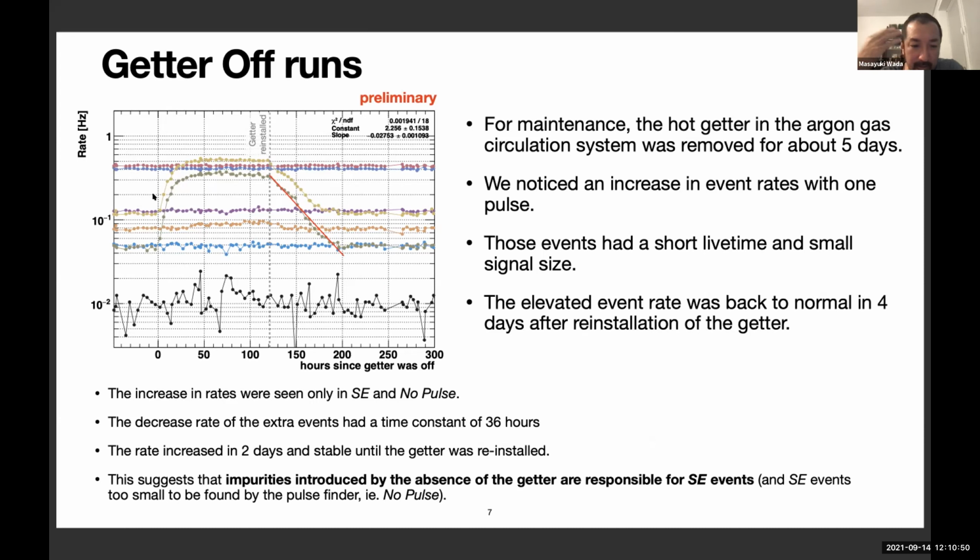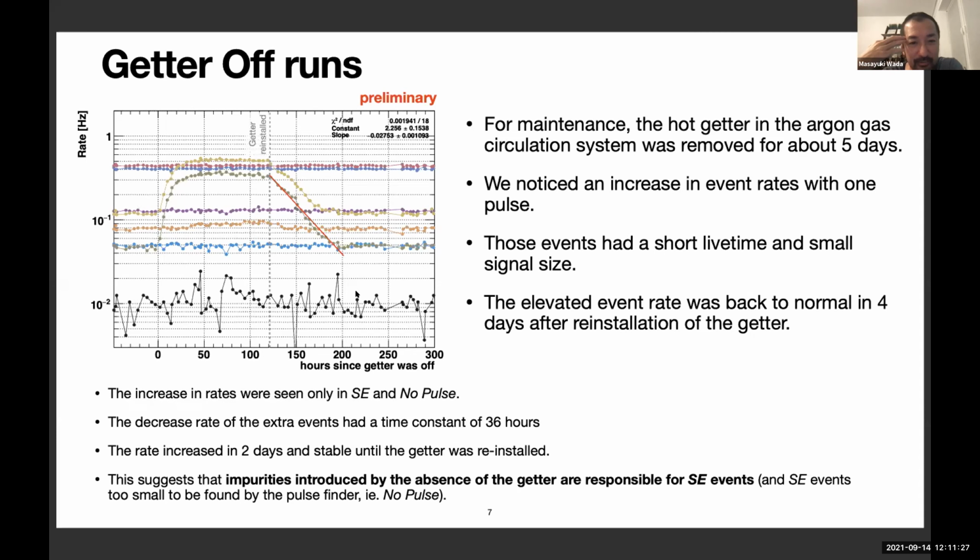When we take out the hot getter for maintenance, we realize that suddenly the single electron event rate is going up, and going up quickly, and then it decays fast after we reinstall the getter. The time constant of this decay is 36 hours. So please remember the number. That's how fast we can remove this impurity.